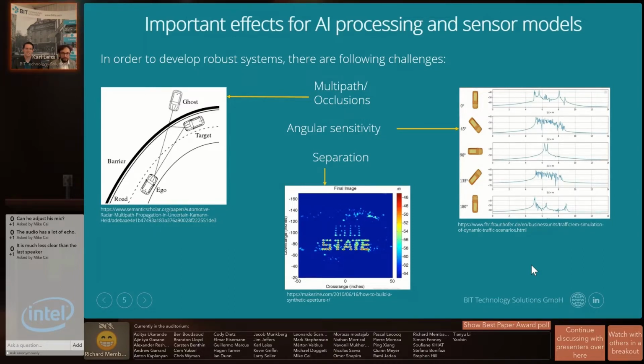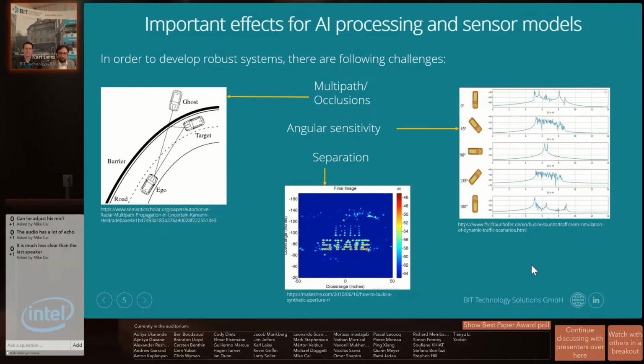The third field is the angular sensitivity. Unfortunately, the radar sees in a completely different way the very same object if it is tilted in some direction. So we believe that also the quaternion and the rotation information at the level of the ground truth could be very beneficial for the AI application.